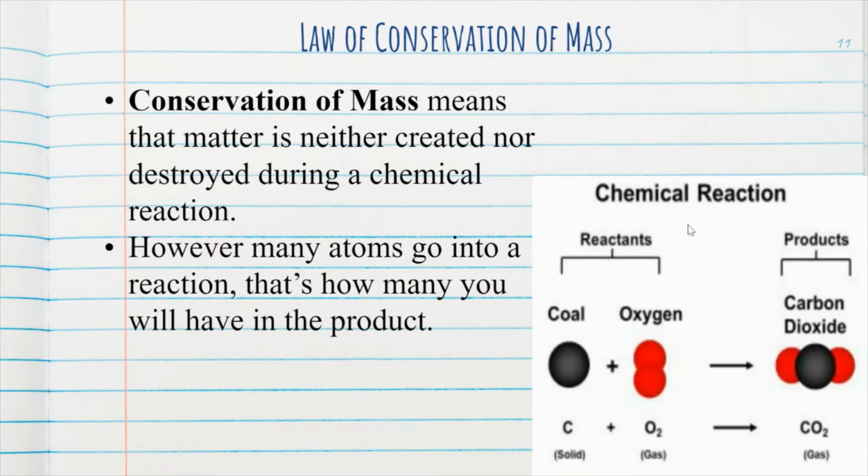So in this image, you have coal and oxygen, right? You have C and you have O2. Then they go through a reaction, and what comes out is carbon dioxide. But you see, you have one of these carbons and 2 of these red oxygens.